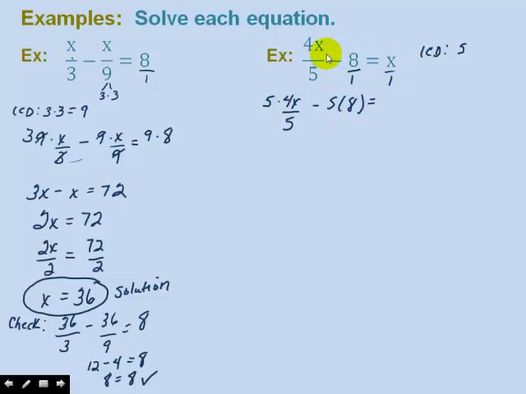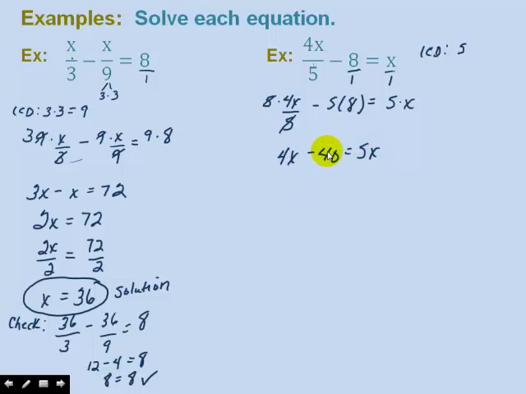And it's easy to forget that you have to do this on both sides. But remember, we're just solving an equation. So whatever we do to this side, we also have to do to the other side. Now we can cancel the 5's here. That gets rid of our one denominator that we had. So we have 4x minus 40 equals 5x.